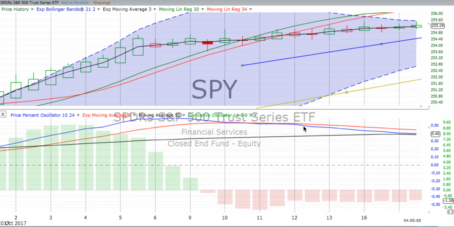We take that into account. That's the reason that we wait for the pullback, and then we want to see a stronger surge before we'll get in on our traditional method of entering trades. That's where we're on the S&P 500.